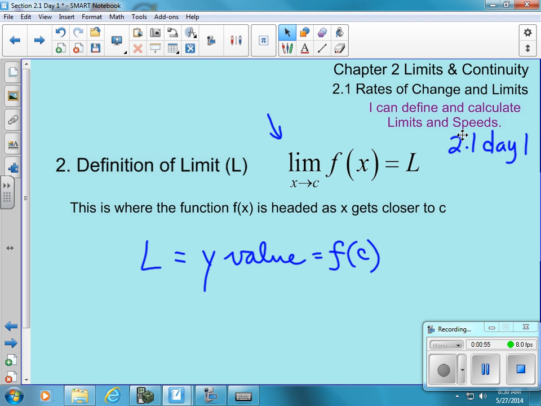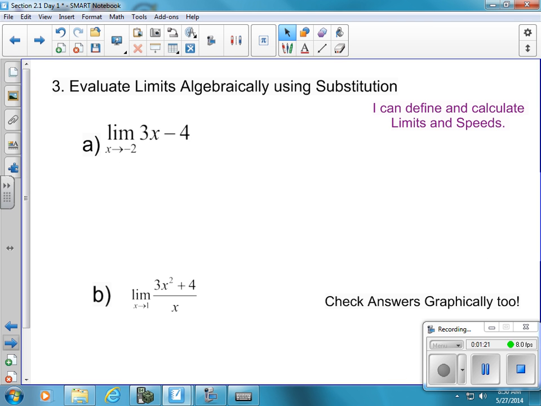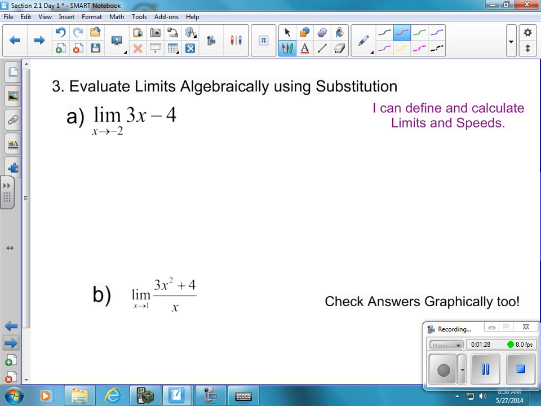Now, some limits are easy to do, you just substitute. Some you have to look at graphically, some numerically, some you have to use algebra to cancel out things. Sometimes we have to use some fancy trig work. So you'll see there's lots of different ways to get to limits. Please note that you can check your answers graphically. Please note that if you need extra time to write down things, you can always stop these videos and then move on. All right, first of all, we're going to look at substitution, the easiest method.